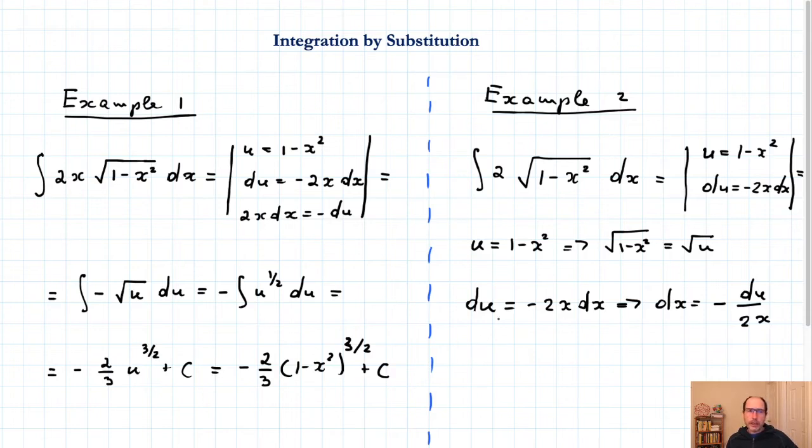Right? Again, we can go back to the equation that relates u and x. U equals 1 minus x squared. And we can solve for x, expressing x in terms of u. First, we will get that x squared equals 1 minus u. And then taking the square root, we find that x equals square root of 1 minus u.